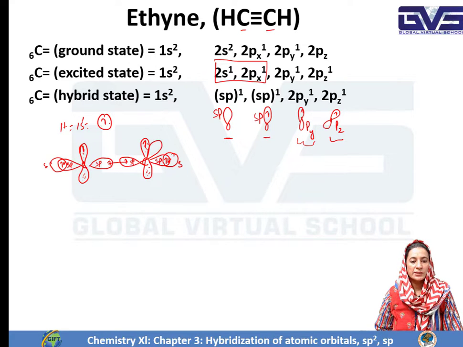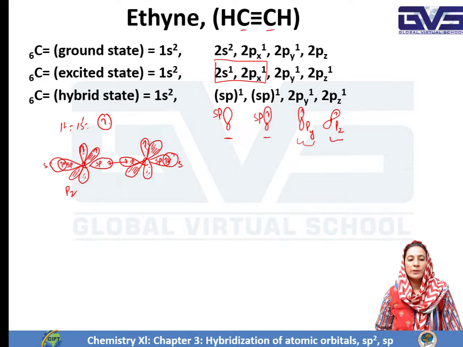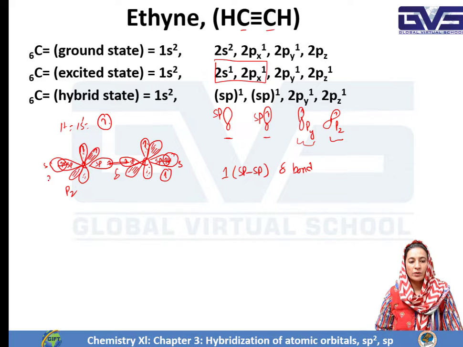So this pz I am drawing like this, and this is filled with lines, and this one pc, and this also has 1 electron. So students, one bond will be sp-sp. So one bond is sp-sp sigma bond. Here this one is the sigma bond, and here is the sp-s sigma bond, one, and one also sp-s sigma bond, second.